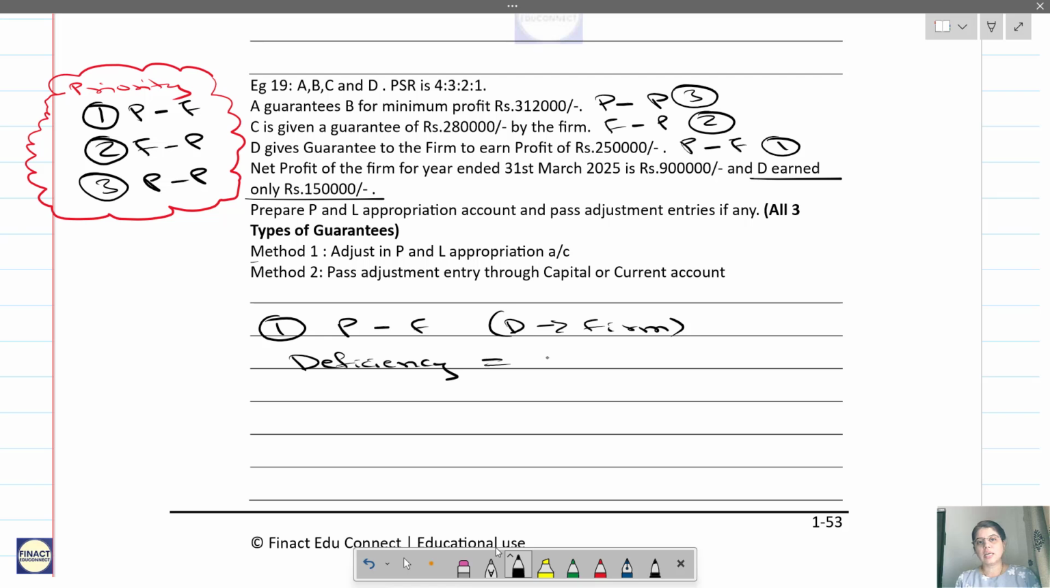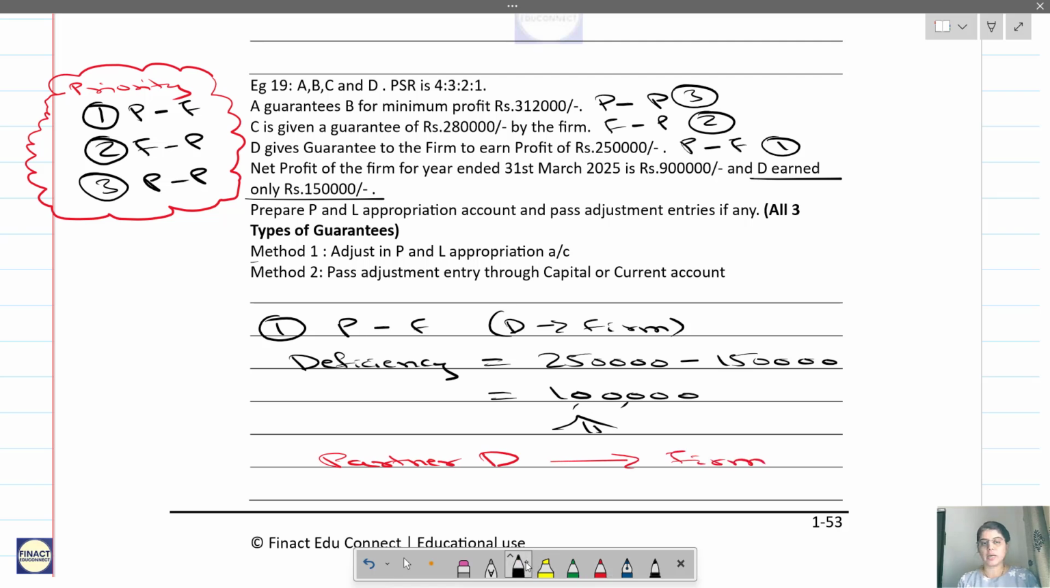Deficiency is 2,50,000 minus 1,50,000. So you have 1 lakh. 1 lakh is the deficiency which will be given by partner D to the firm. Okay, so this is the first guarantee.